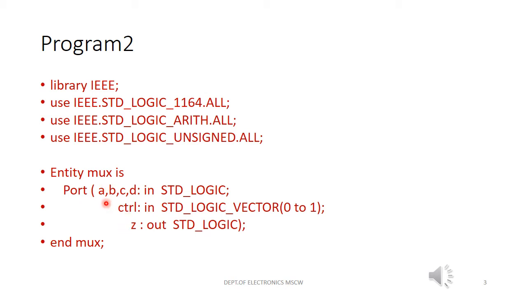Just now we saw the block diagram of the multiplexer. It contains four inputs, of the type in and of the type standard logic. In the same way, control is also of the input type, but it has how many inputs? Two inputs, so I have taken this in the form of a vector. A vector is used whenever you have more than one. It is control 0 and control 1, and Z is your output. End mux. Mux is the name of the entity, so this name and this name should be the same.